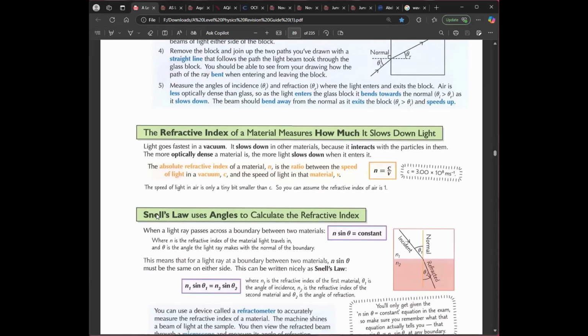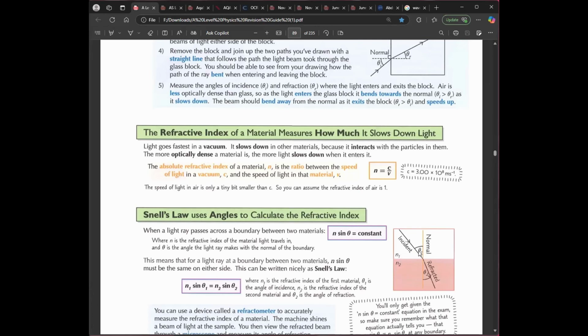Snell's law just says that the refractive index times the angle that light makes in that medium over the boundary is always a constant value. So let's see this example. You have N1, the refractive index of, let's say, air, and N2, the refractive index of water.